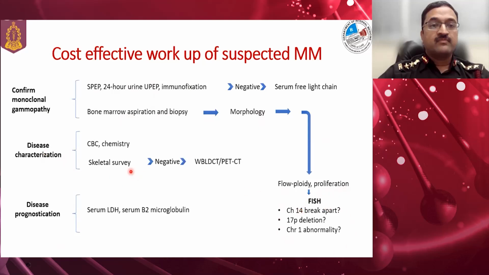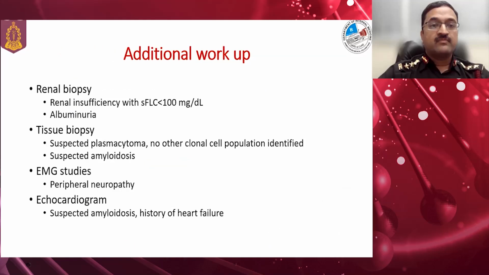In disease characterization, do a skeletal survey. If it is negative, then subject to a whole body low dose CT or a PET-CT. And for prognostication, LDH and beta-2 microglobulin, which are universally available in our country, can be done. By this algorithmic approach, we can cut down many of the tests, because in our country we don't fit into a totally resource-rich situation, nor into a sub-Saharan situation. So we are somewhere in between. Rather than avoiding certain tests, we can do an algorithmic approach for doing these tests.